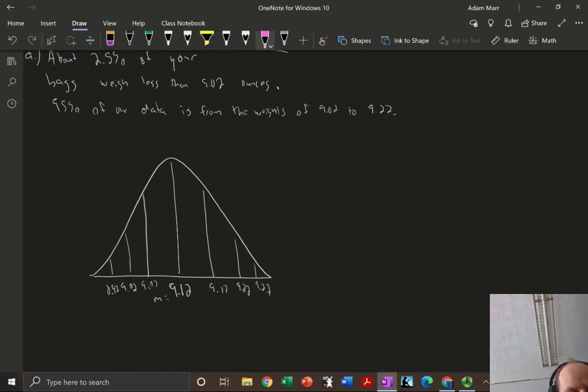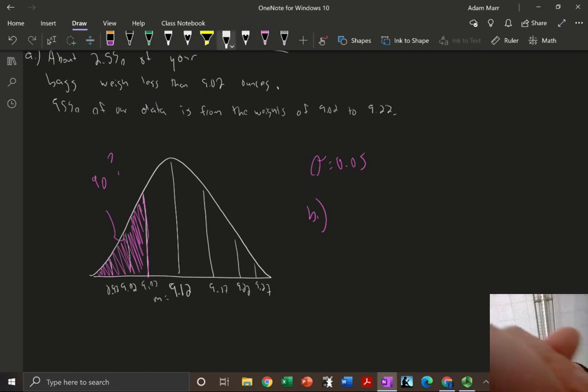So what does a percentile mean? It means the percent that is less than or equal to that value. So what is this percent right here? We don't know. We could actually do this just by using normal CDF. Lower is negative 10,000, upper is 9.07, mean is 9.12, standard deviation, once again, is 0.05. But it said to use the empirical rule, so let's see if we can figure this out.